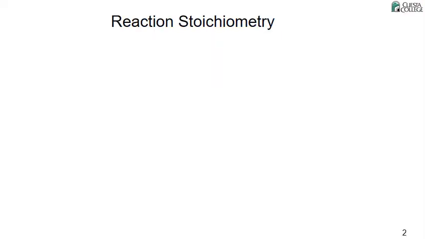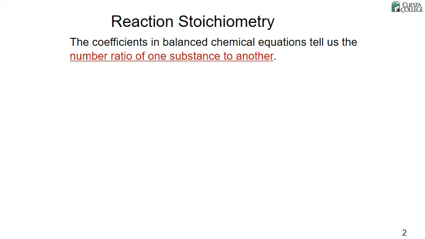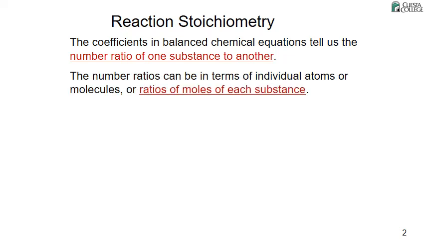The first part of Chapter 4 is all about reaction stoichiometry, or in plain English, the ratio or amounts of one chemical substance related to other chemical substances. In order to do stoichiometry, we have to know the balanced chemical equation for a chemical reaction, and those number ratios of one substance to another. Those are the coefficients in a chemical reaction. The coefficients will tell us the number of moles for each substance relative to other substances.